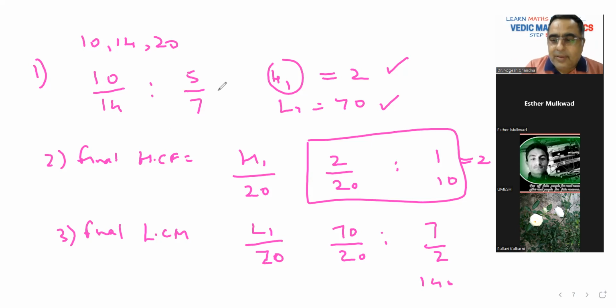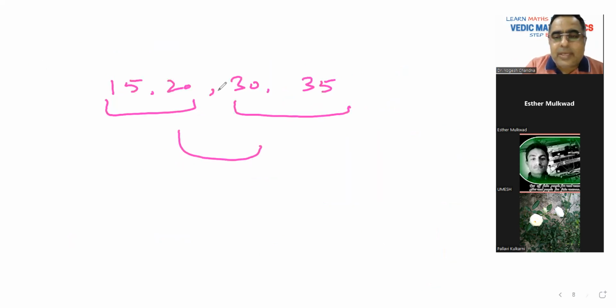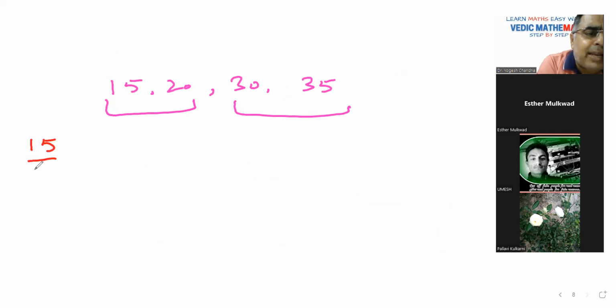ठीक है, हाँ। Yes, so I will solve. Sir, HCF is 5 and LCM is 420. Now everyone see. First, let's calculate slow. Pallavi, आप भी करो. Now first, I take 15 and 20. So that means 3 by 4. So H1 कितना आया?